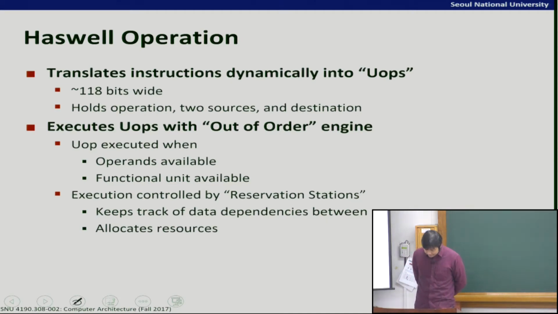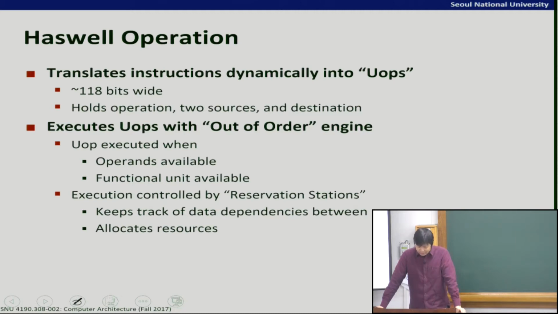So in the Haswell processor, as I said, instructions are dynamically translated into UOPs, like RISC-style operations, each of which is 118 bits wide. It's a pretty wide operation, and holds the operation plus two sources and a destination. And it executes UOPs with an out-of-order engine. The UOPs are executed when operands are available and functional units are available; then they are dispatched to one of these functional units and executed out of order.